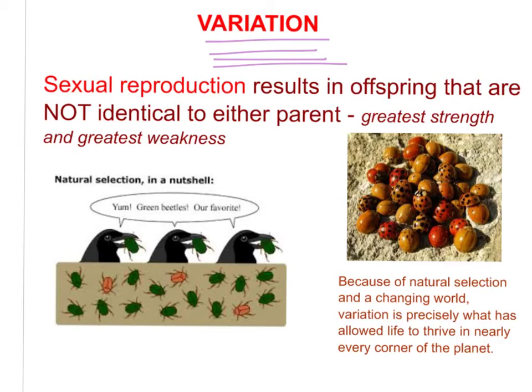Sexual reproduction results in offspring that are not identical to either parent. That happens to be the greatest strength and the greatest weakness of sexual reproduction. Because of natural selection and a changing world, we have a changing environment. Variation is precisely what has allowed life to thrive in nearly every corner of the planet. That variation, in combination with the natural selection that occurs, allows life and thriving.